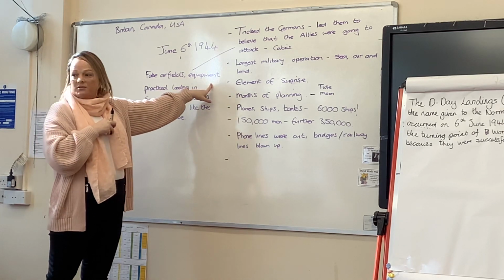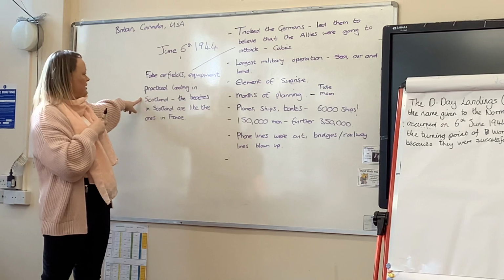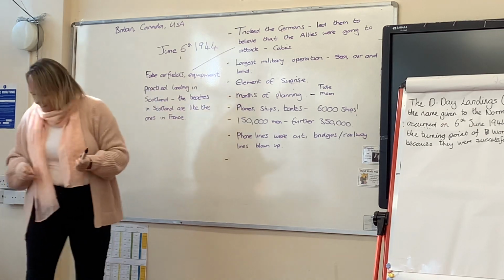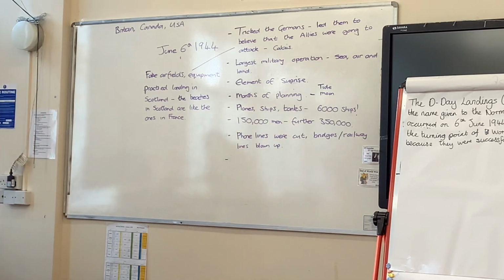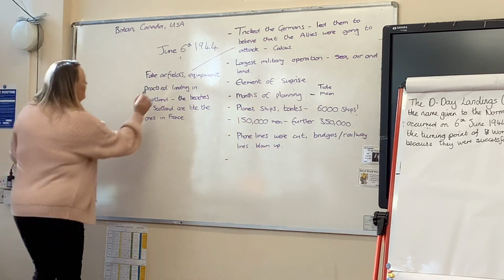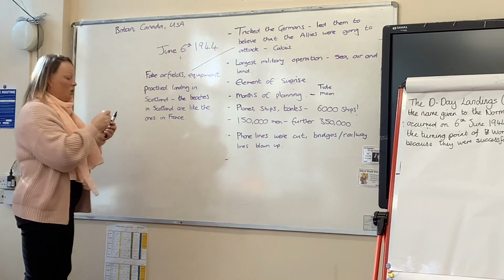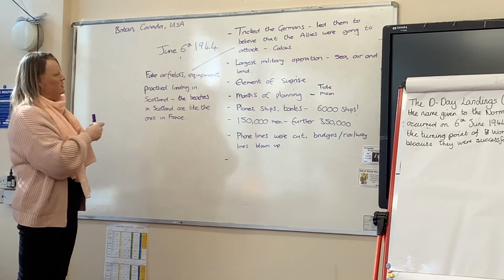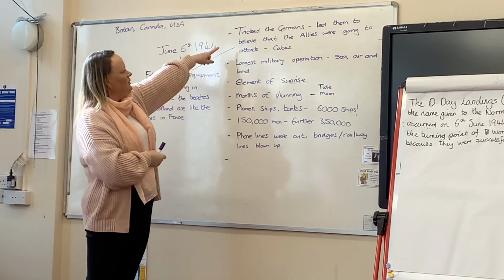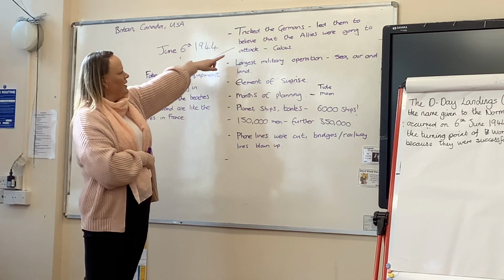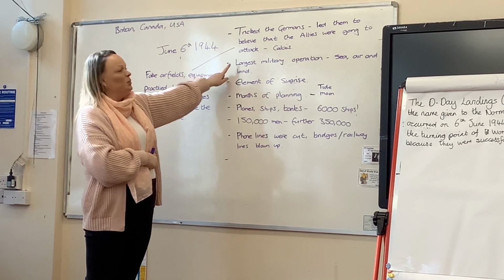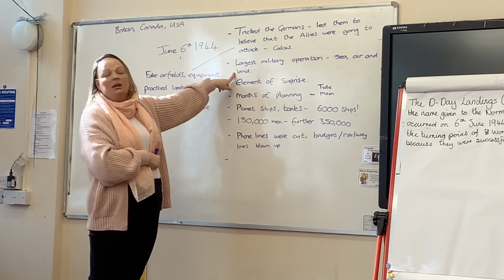The equipment they used. They practised landing in Scotland. So they had a rehearsal for it. The beaches in Scotland are like the ones in France. They tricked the Germans, led them to believe that the Allies were going to attack Calais. It was the largest military operation, sea, air and land. We often only think of the sea, don't we really?